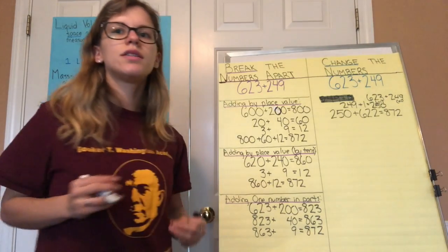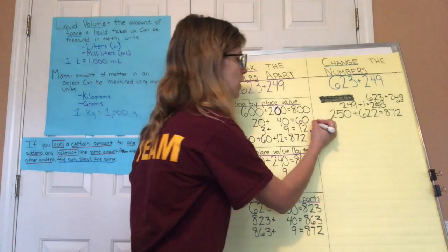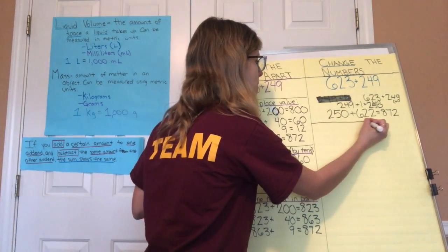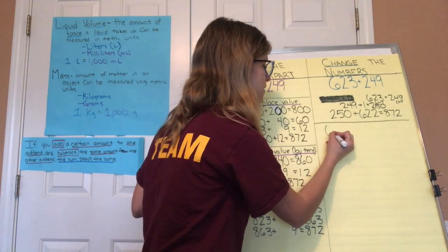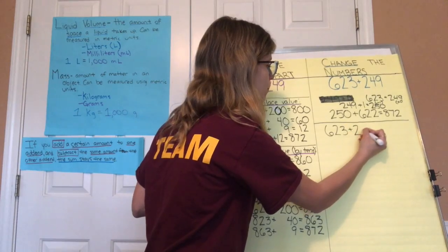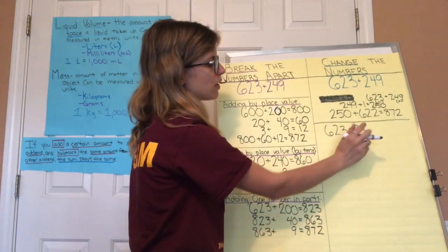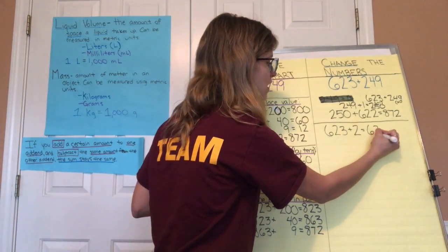Now let's think of something else that we could have done. To make this easier for ourselves, we could have made our numbers friendly numbers and changed our numbers that way. So what if we did 623 plus 2? And I know that in my ones place, 3 plus 2 is 5, so it becomes 625.